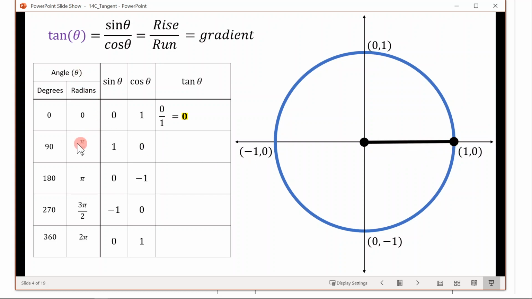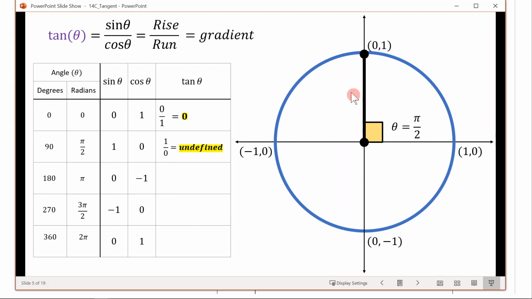The next angle we're going to look at is pi on 2 now. So if you look here, pi on 2, so it's 90 degrees. If we find out what our tan is going to be, well, it's simply going to be 1 divided by 0, and when we divide by 0, it's undefined. And if we also think of what the gradient of a vertical line is, it's undefined as well.